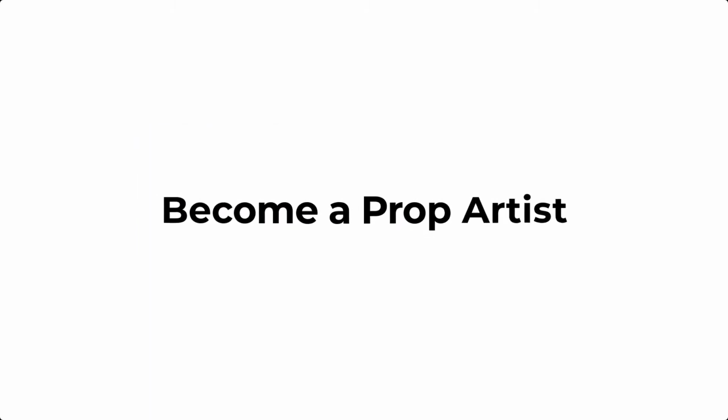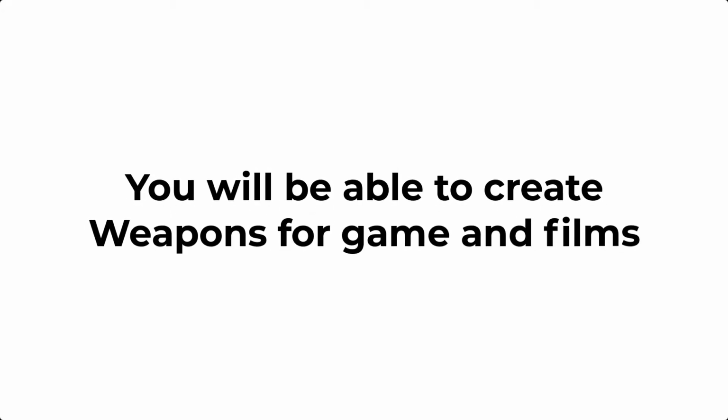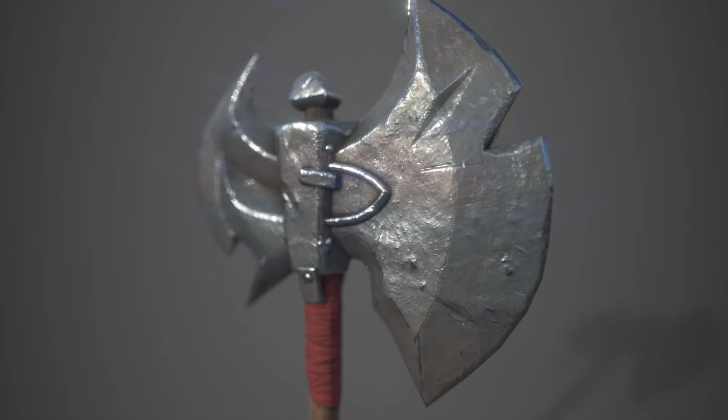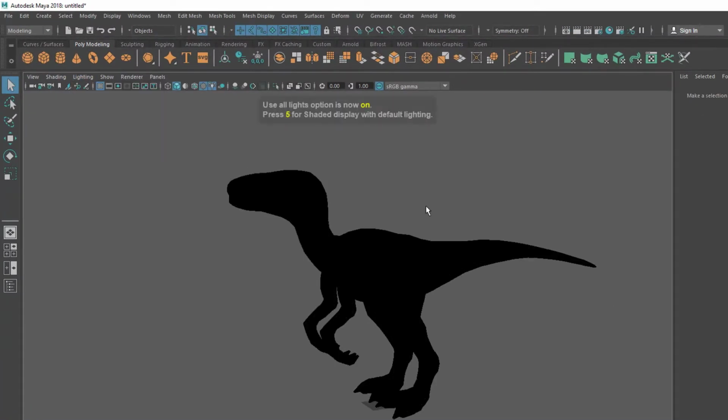Learning weapon modeling and texturing is a necessary step towards becoming a props artist for game and films. By the end of this course, you will be able to create weapons for games and films. So let's see how the course is designed and what's there inside for you. There will be 8 modules. In the first module, I'll introduce you to the course.